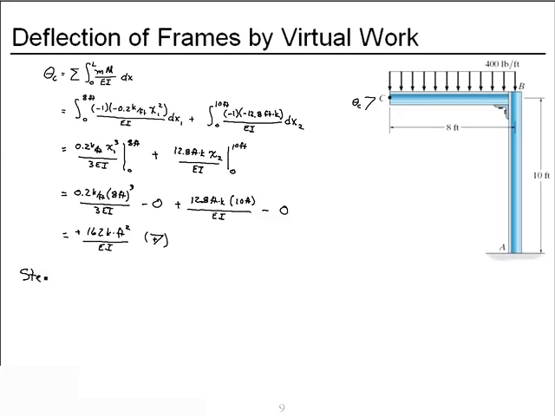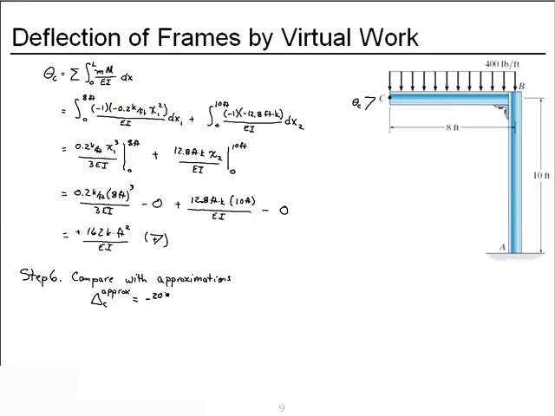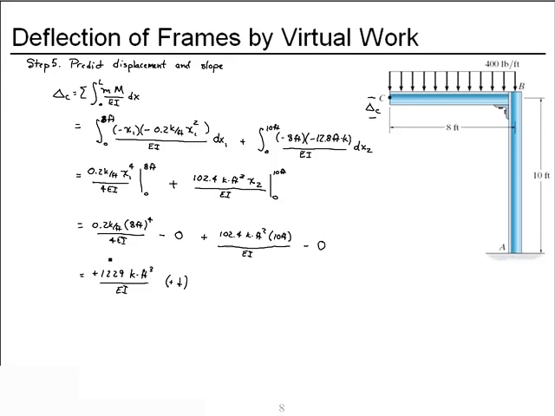So now we're ready for step 6, where we compare our virtual work results with our approximations. We approximated the vertical displacement at C to be a negative 205 kip foot cubed over EI, where up is positive. And using virtual work, we predicted that it would be a positive 1,229 kip foot cubed over EI, where down is positive.